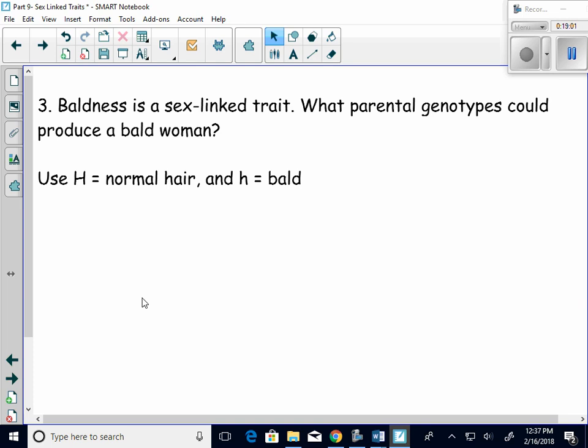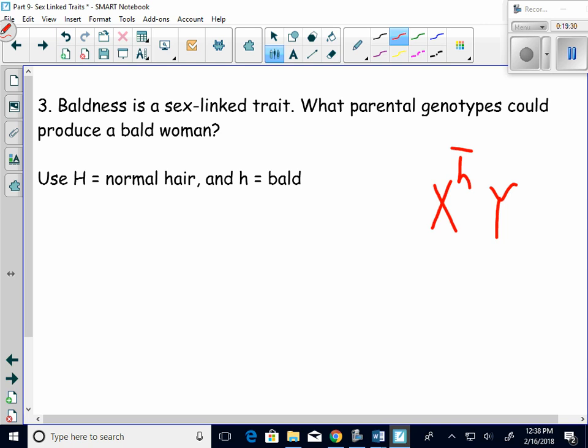Baldness. Baldness is a sex-linked trait. What parental genotypes could produce a bald woman? Obviously, we're going to need to have a man that has the gene, right? Whatever the mother is, the father's got to have that gene, right? So, could she have a daughter that was bald if she was just a carrier? Yes. So we would have to have X capital H, X lowercase h. That would make us a bald female, wouldn't it? What if she herself was bald?